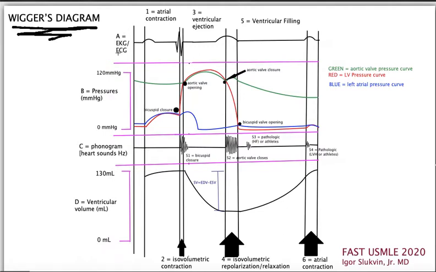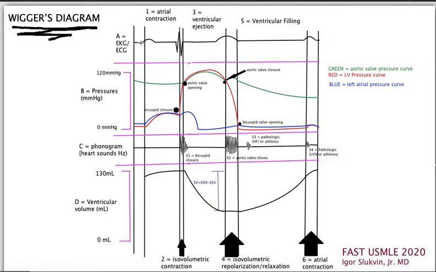So A is your EKG, ECG. This is your P wave, which is atrial contraction. This is your QRS complex, which is your ventricular depolarization, and the atrial relaxation is hidden in the QRS complex. And this is your T wave, which is your ventricular repolarization.